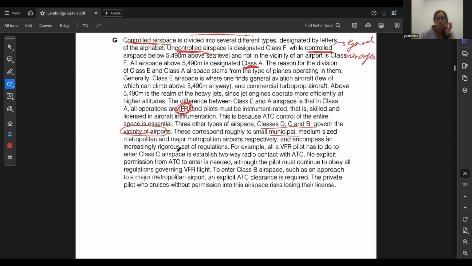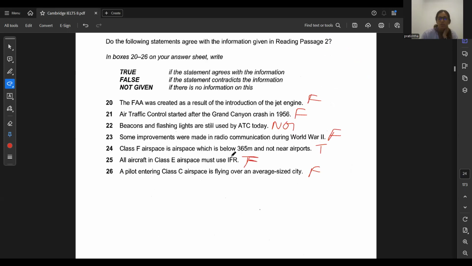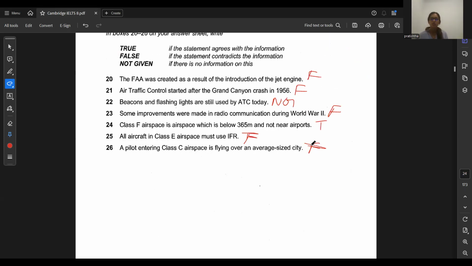Let me still check. I'm a little bit unsure. Okay, so class D, C, B govern the vicinity of airports. These are related to small, municipal, medium-sized, metropolitan. Sorry, I missed a point above. So it's medium-sized metropolitan, average-size city. It's true. This option is true then.